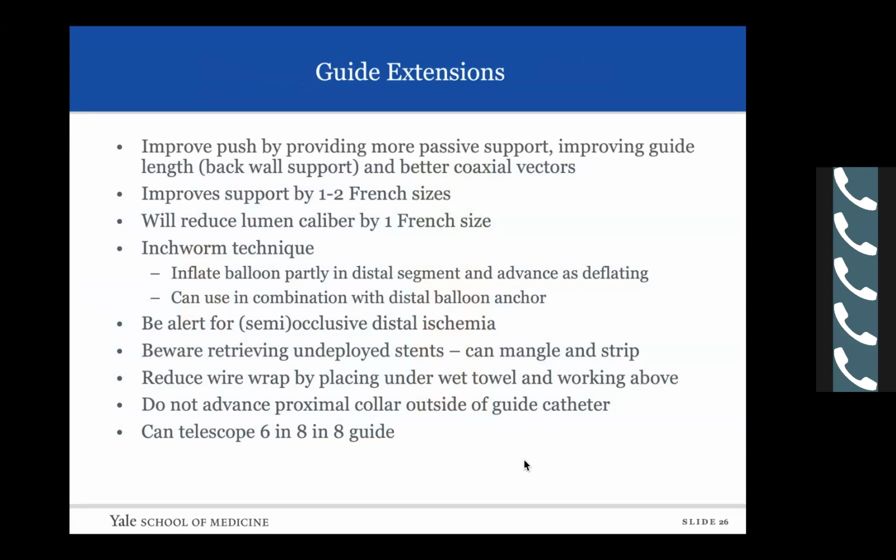We talked a little bit about vectors and back wall supports. The guide extensions also provide that opportunity by lengthening your guide to allow some back wall support. And as we had shown in that schematic earlier, it allows a better coaxial vector for the push in relation to crossing the lesion. It typically is about the same as increasing by about 1 French size, but it also reduces the lumen caliber by a French size. So when you're putting equipment in, you need to remember that the size of the guide extension is smaller.